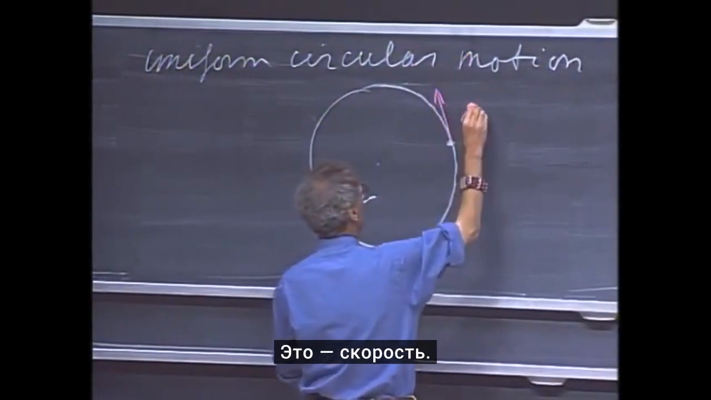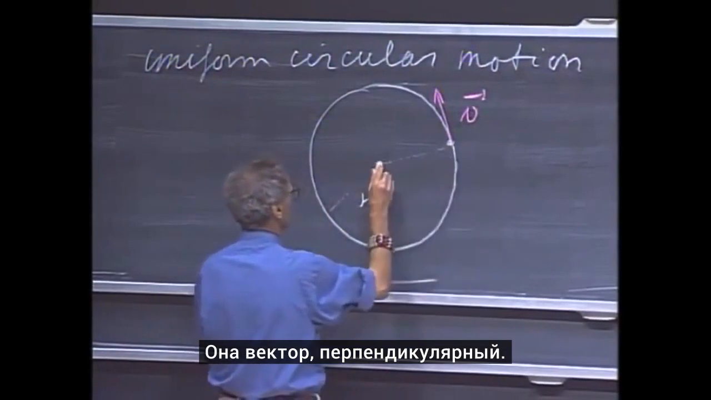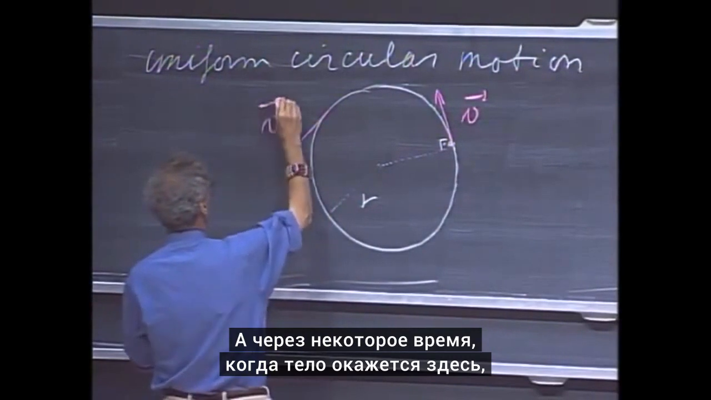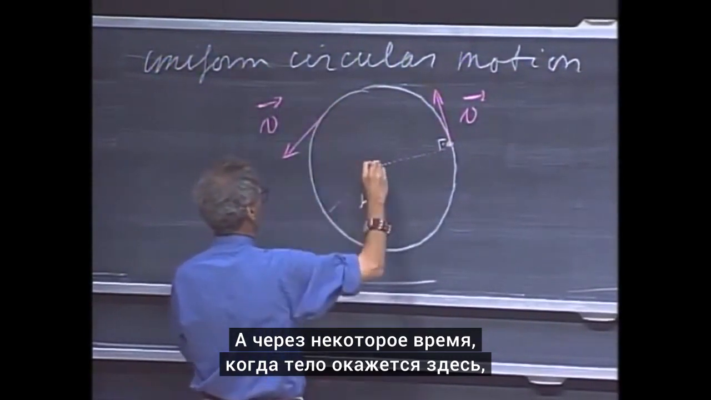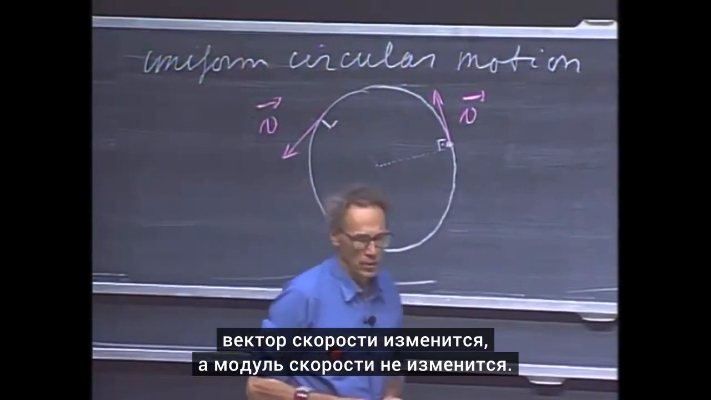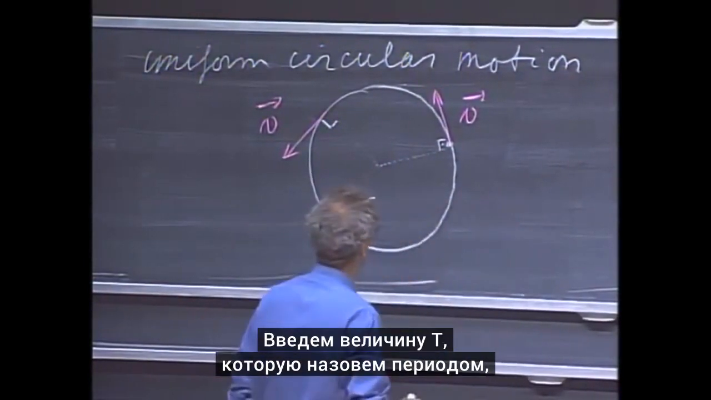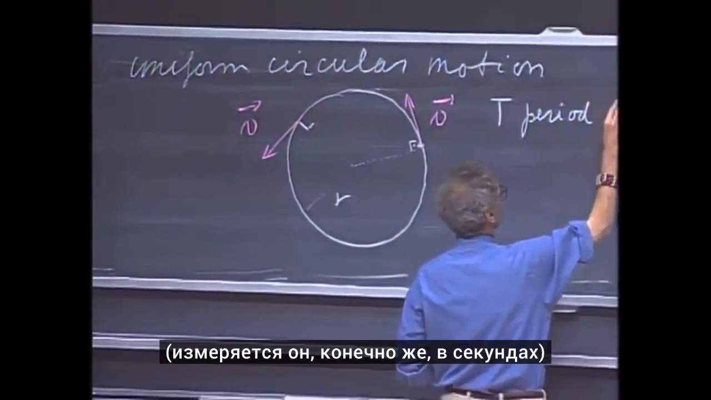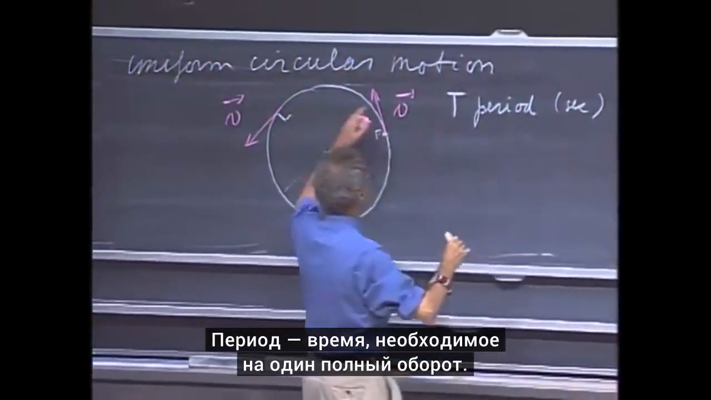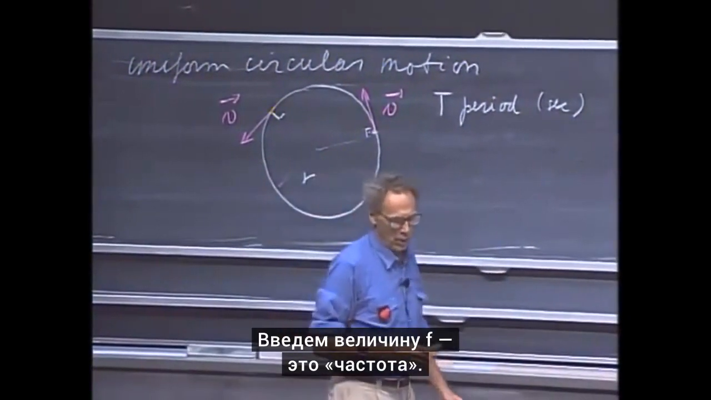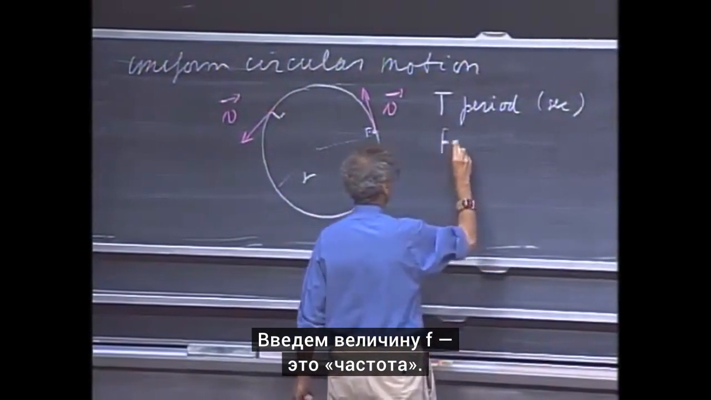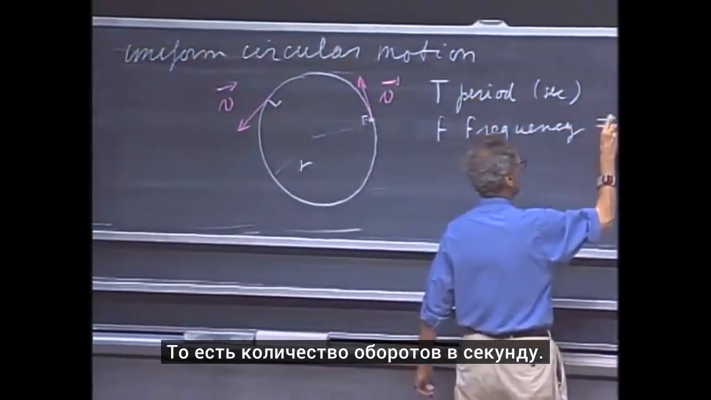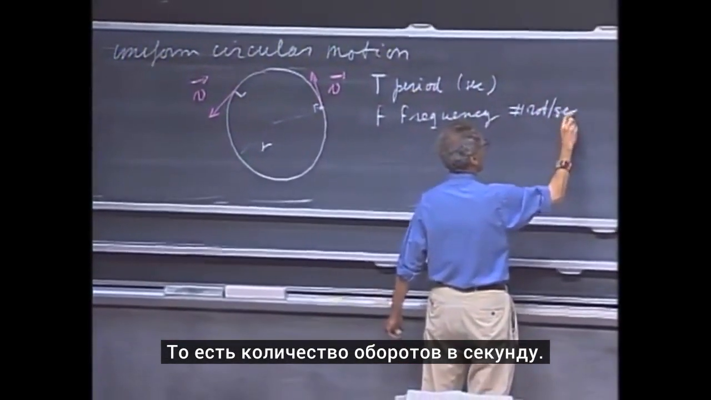When the object is here, this is the velocity. It's a vector, perpendicular, and later in time when the object is here, the velocity has changed, but the speed has not changed. We introduce T, what we call the period, of course it's in seconds, which is the time to go around once. We introduce the frequency f, which is the number of rotations per second.